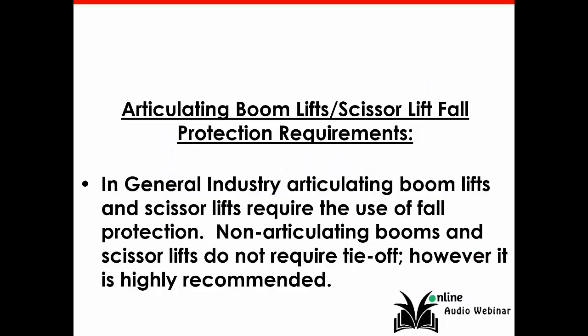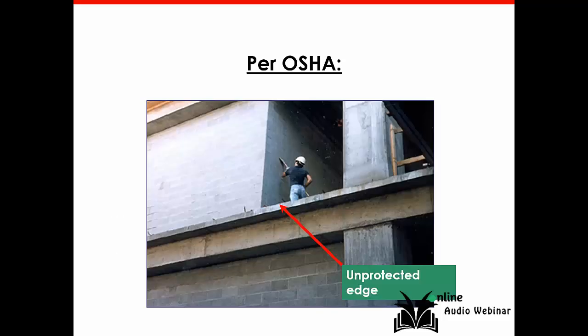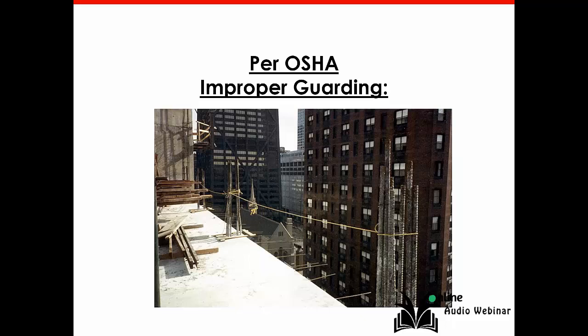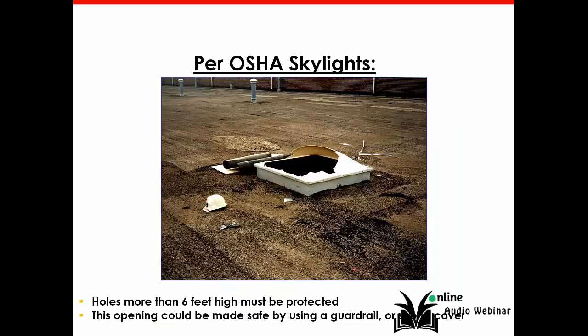The other thing with scissor lifts, good hazard recognition photos. You've got an unprotected edge, improper guarding. So here you've got rebar. First of all, they need safety caps on the rebars, and skylights. Skylights are notorious for injuries and fall throughs.